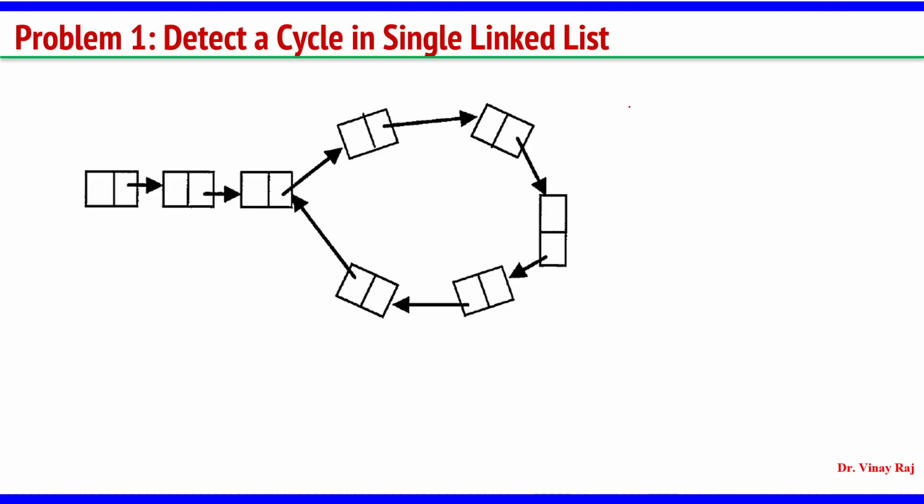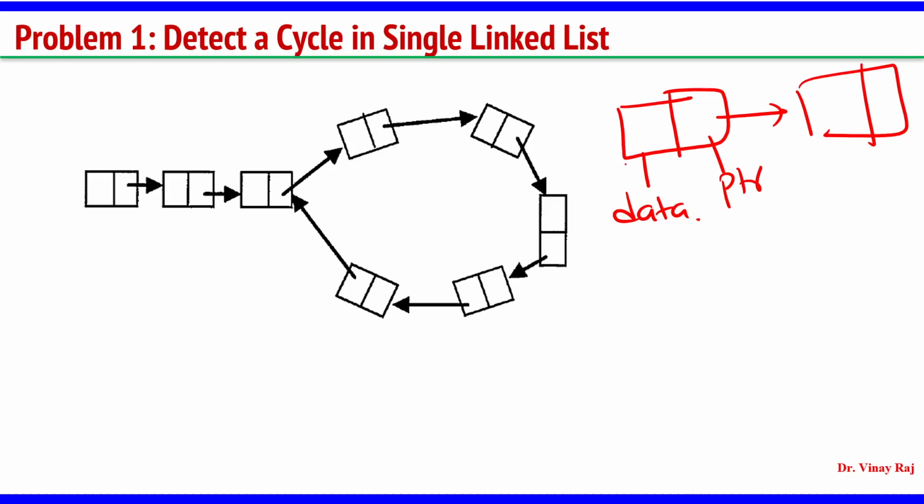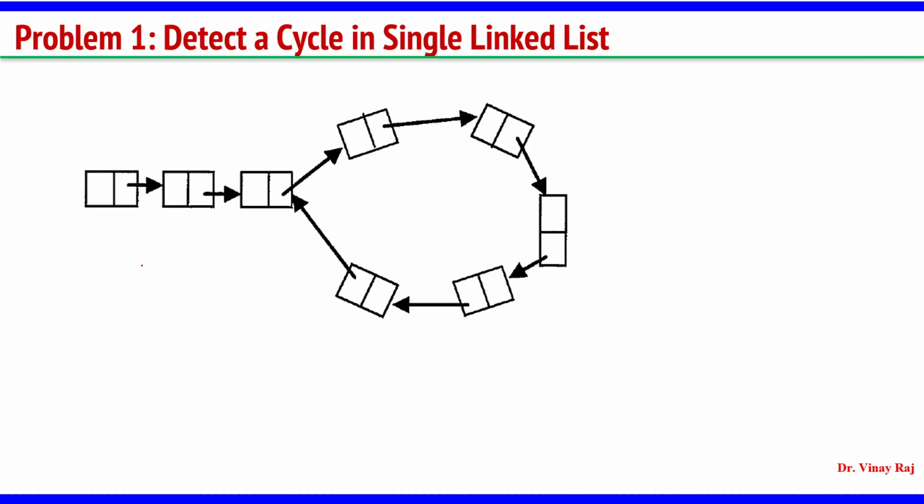Generally, in a single linked list, we have two things. One is the pointer part, and the other is the data part. We connect it to another node. So the node structure has two parts: the data part and the address part, which is used for connecting to the other node. So I have a single linked list like this, and there is a cycle. How do we detect a cycle?